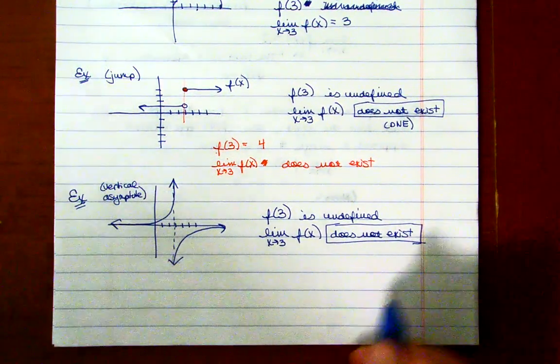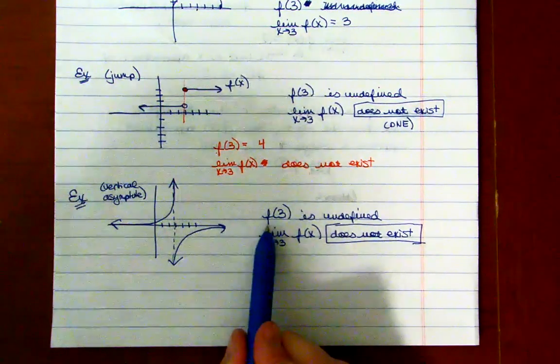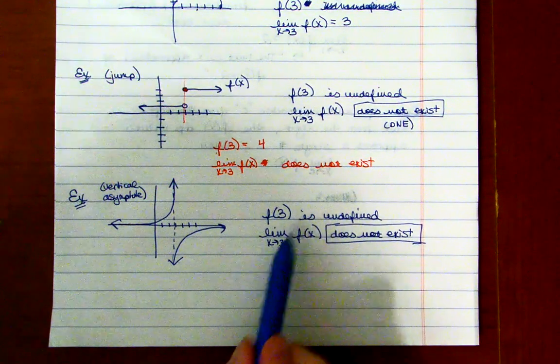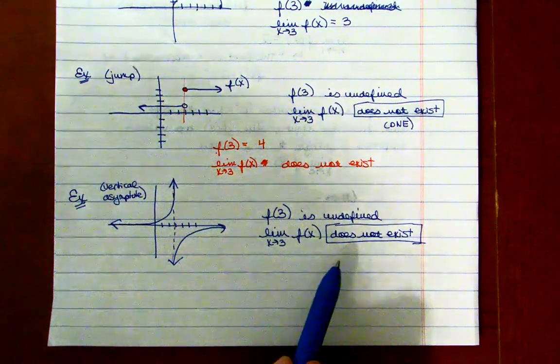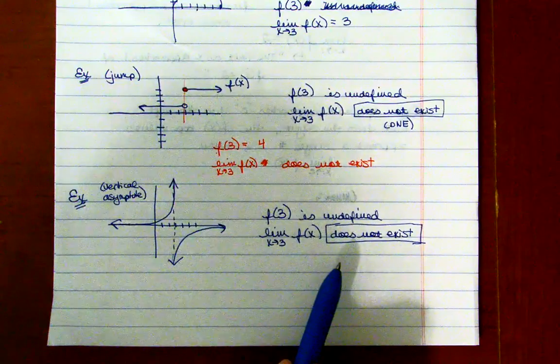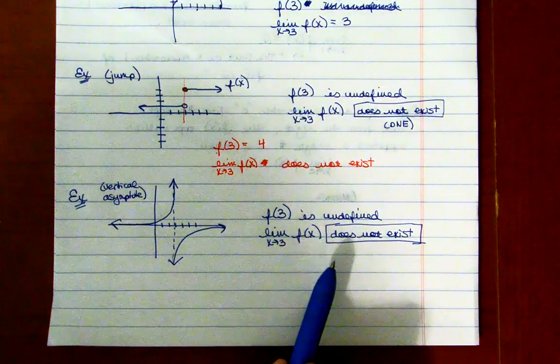By the way, in terms of language, when a function value isn't there, we say it's undefined. But when a limit value isn't there, we say that limit does not exist. You're going to take a look at a couple practice problems, and then we'll come back and take a look at some numerical limits in the next video.